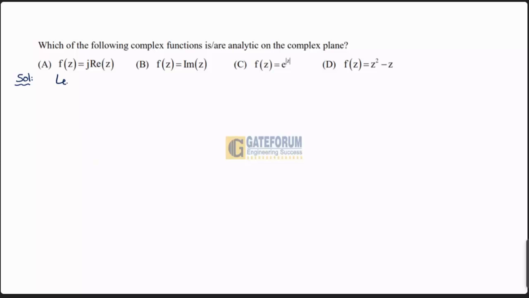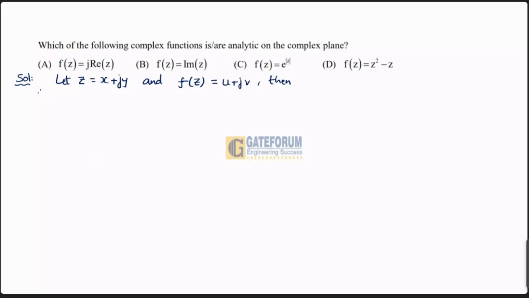In all of this, let us take the complex variable z is equal to x plus jy and the analytic function f of z. In each option we have to show whether it is analytic or not. So let us take f of z is u plus jv, where u is the real part and v is the imaginary part. U is the real part of f of z, v is the imaginary part of f of z.